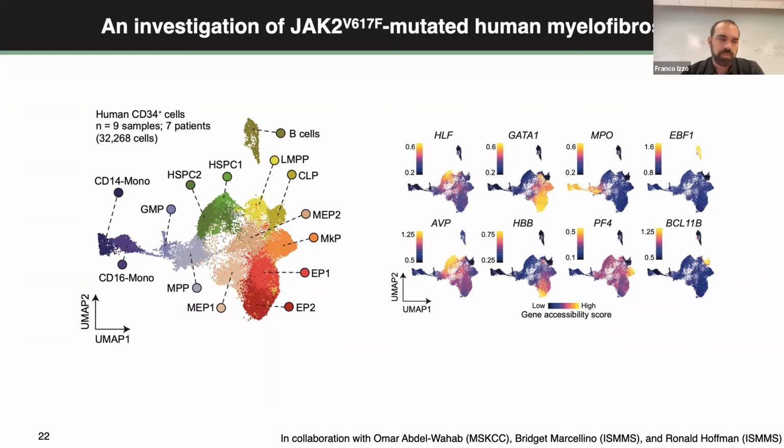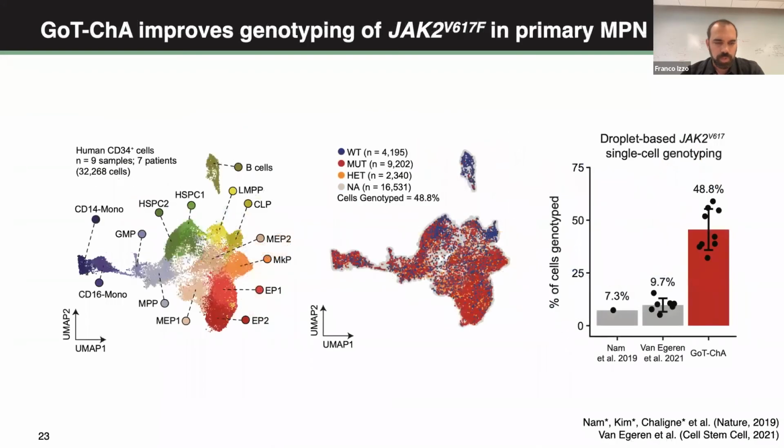So here we show the integrated data set for all 7 patients with the progenitor subtypes identified using canonical cell type markers. Most importantly, when we project the genotyping data into the embedding, which was agnostic to the genotype, we managed to get genotype information for 60,000 cells, with just under 50% of cells genotyped for each sample on average.